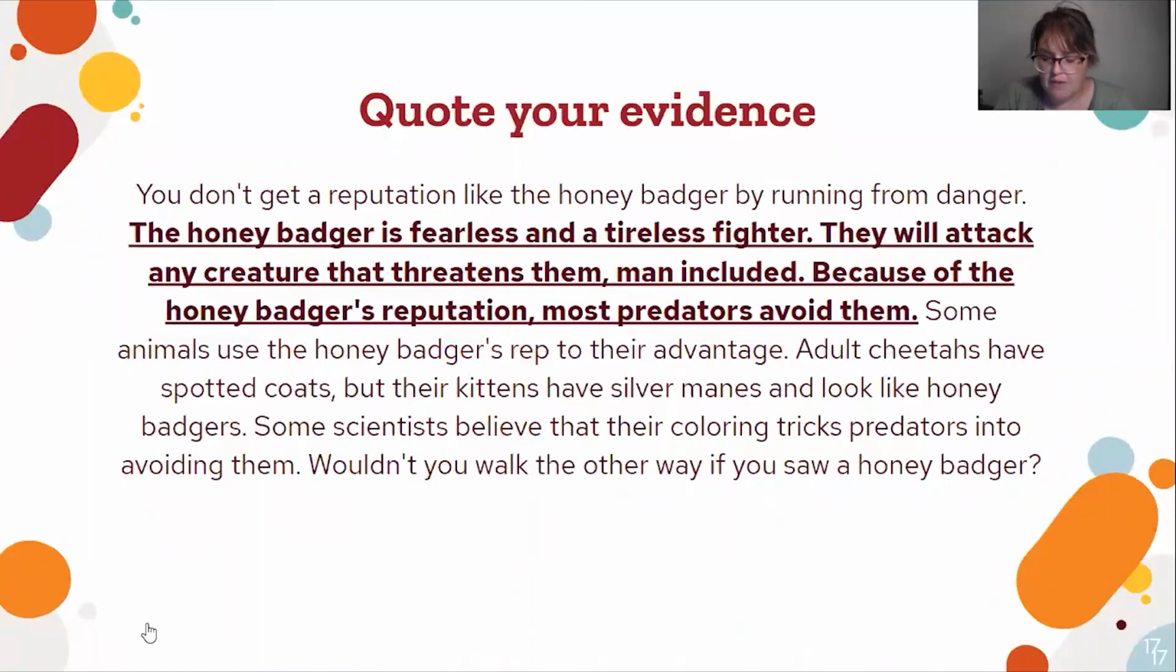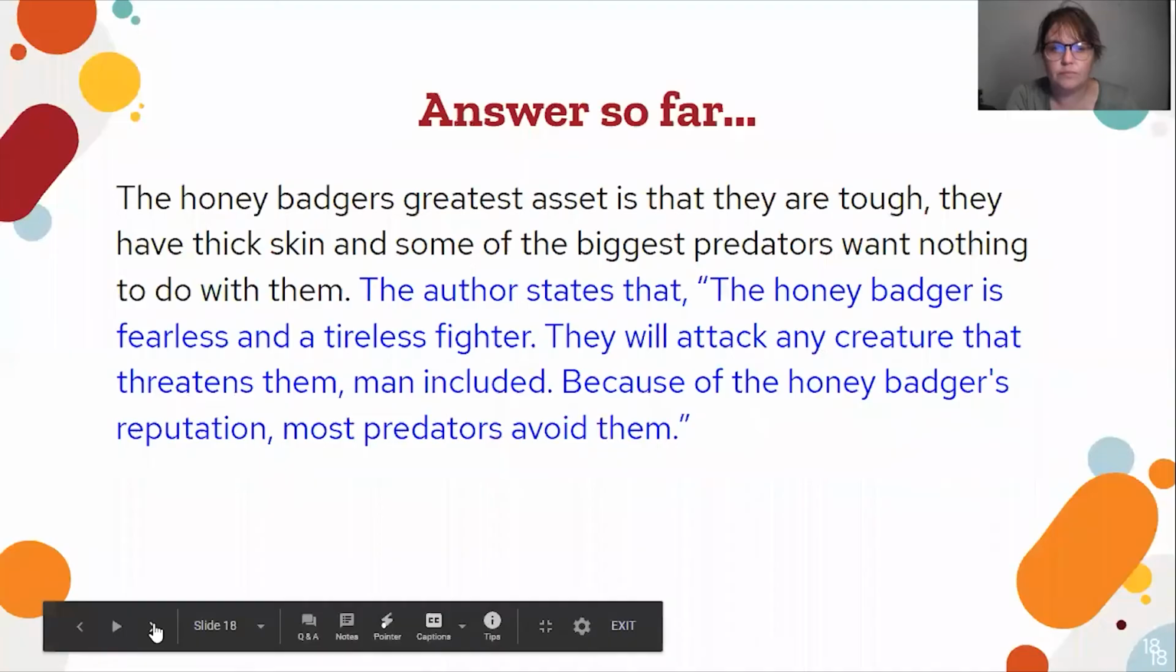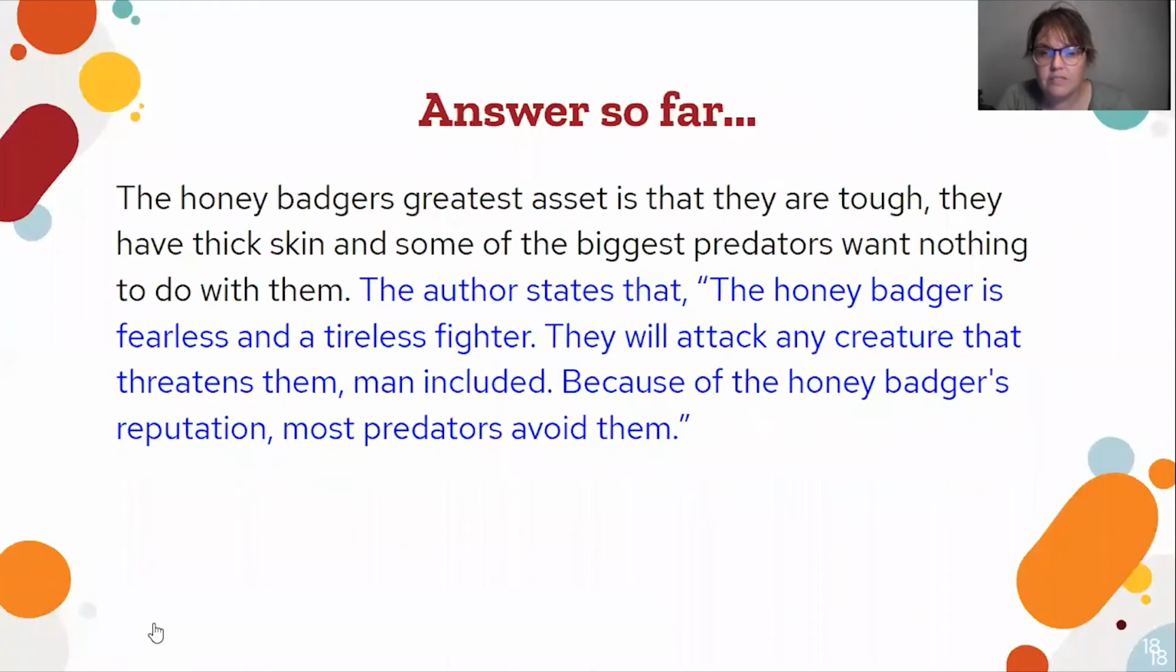However, before we just write the quote, we need to introduce it. Let's look at how this looks in our answer. Our answer so far looks like this. So we have our first sentence, which answers the question. We restated the prompt and gave some information from the text. That's our claim. Then the second sentence is our quote, but we don't just start with our quote.